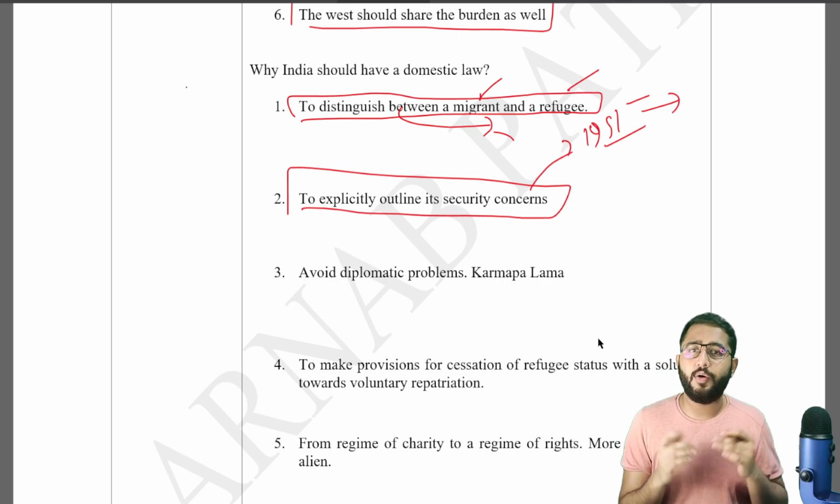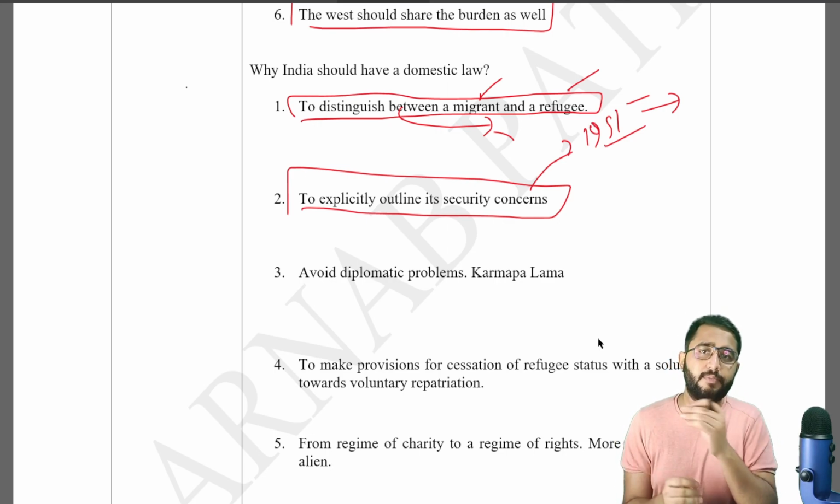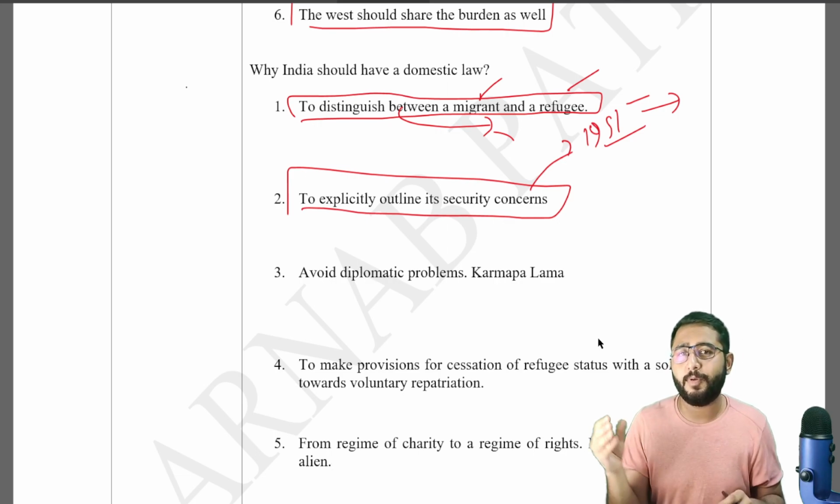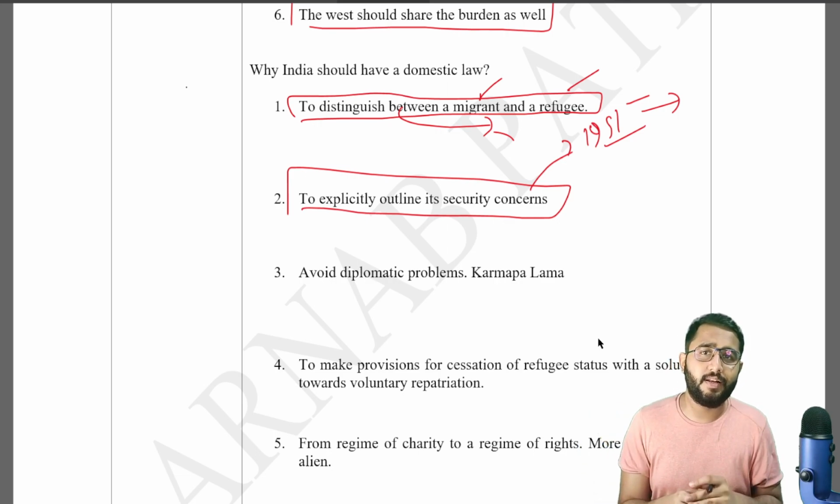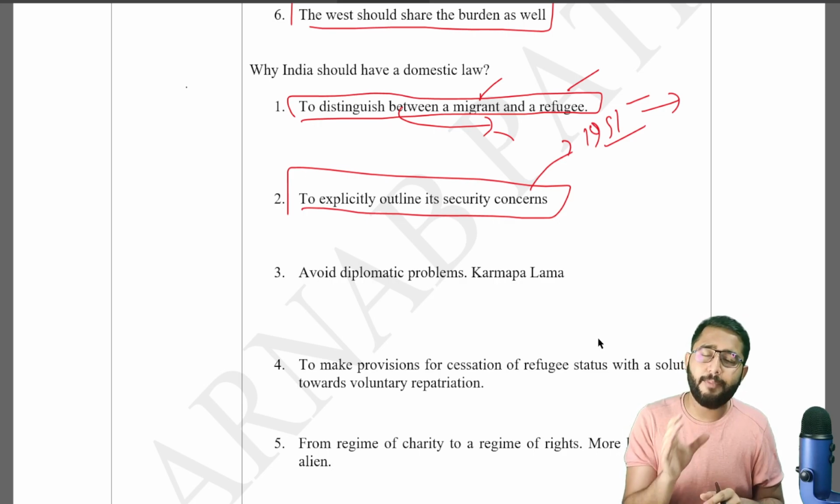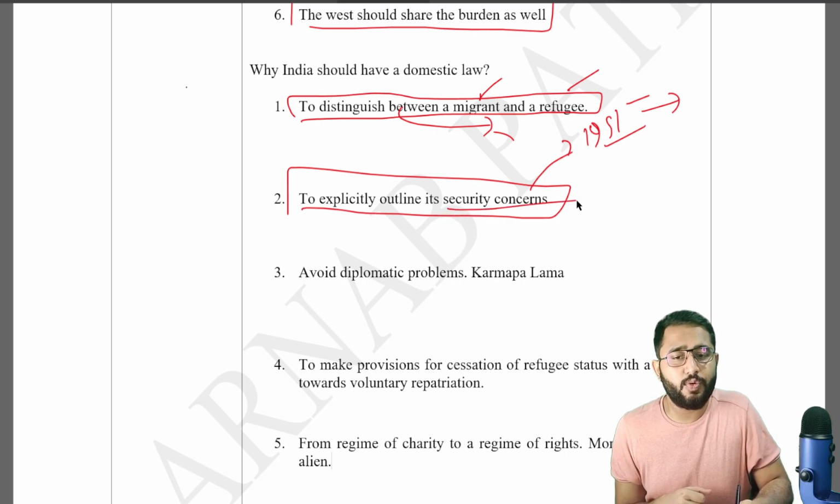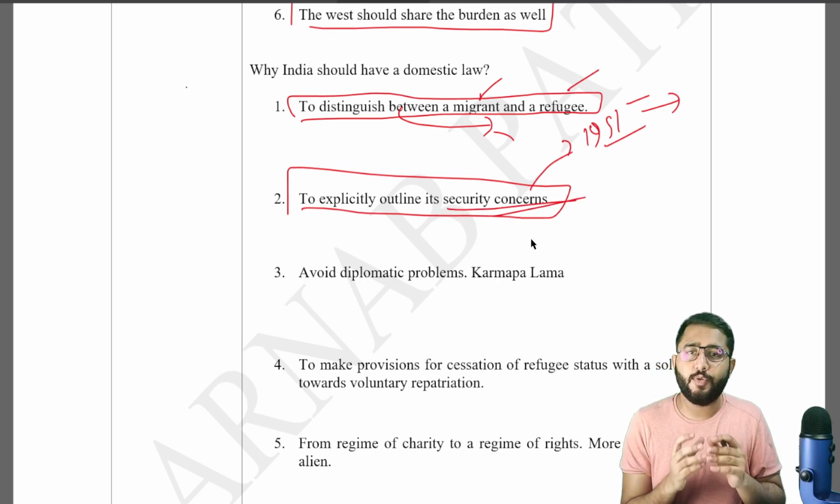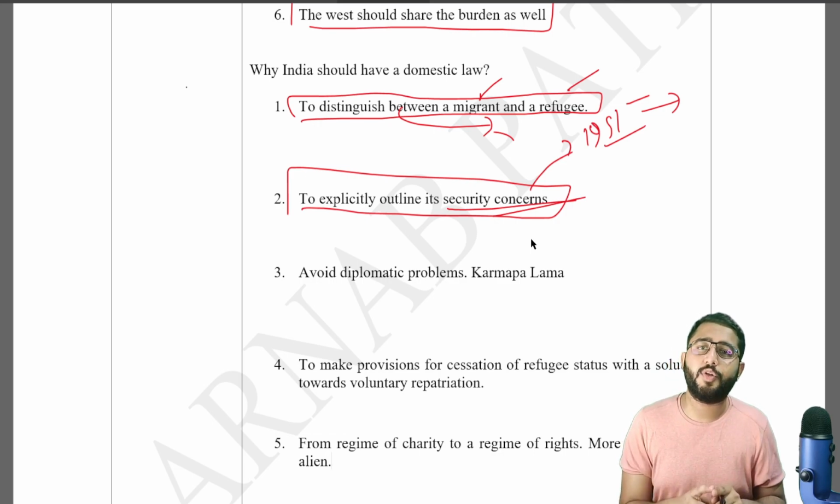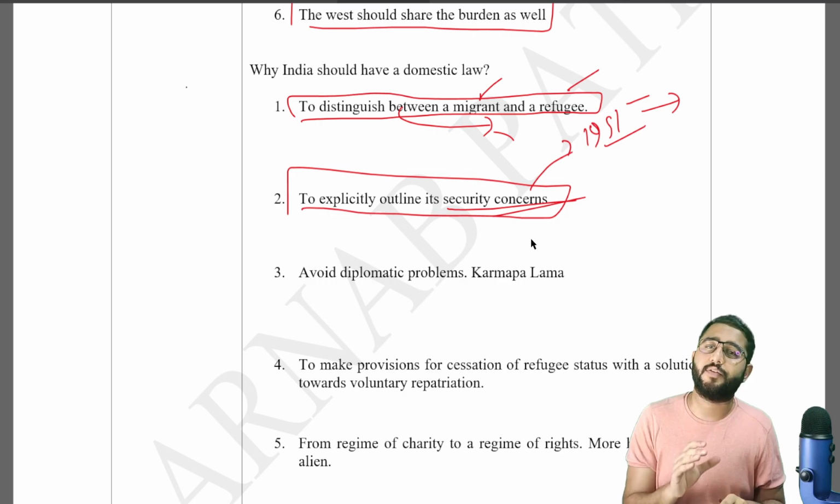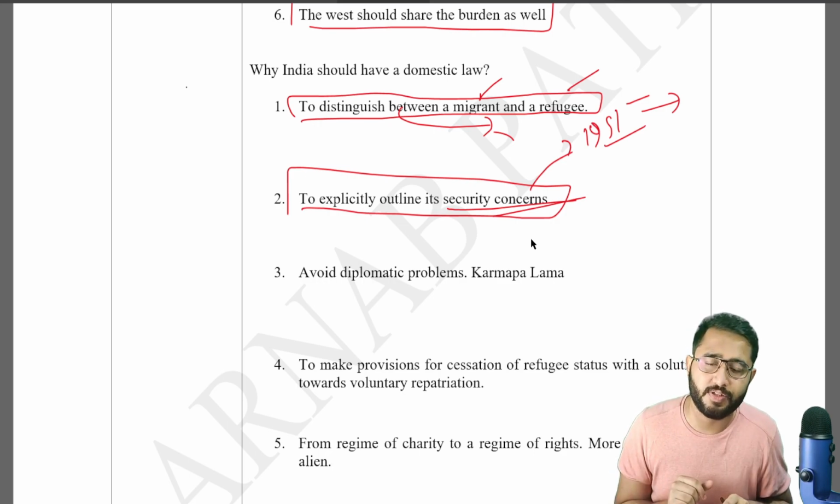It can talk about how some neighbor countries have certain people who can come and affect Indian national security and public order in the garb of refugees. So by having a proper domestic law on refugees, India will be able to outline its own security concerns. It will have its own security concerns outlined, and in that case again, the international community won't be able to point any fingers at India when it comes to having a domestic refugee policy, or who they are accepting as refugees or who they are not accepting as refugees.